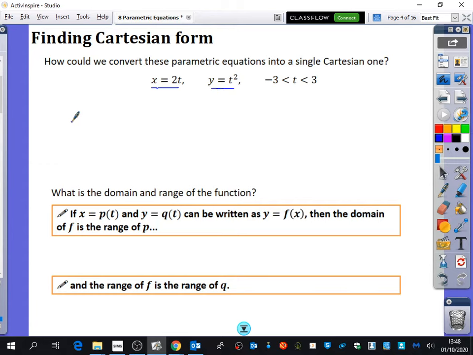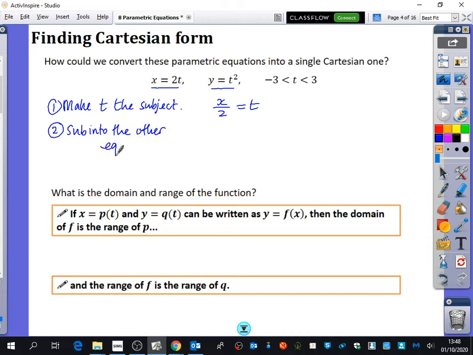How could I take these two separate equations and put them together? Pardon? I could make t the subject. So the first thing that I would do is I would make t the subject. I'm going to do it for this first one here so that I get x over 2 equals t. And then I'm going to sub into the other equation.